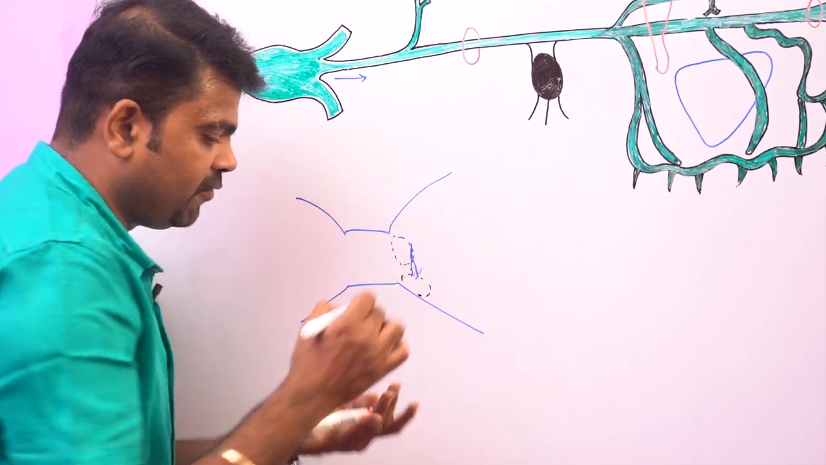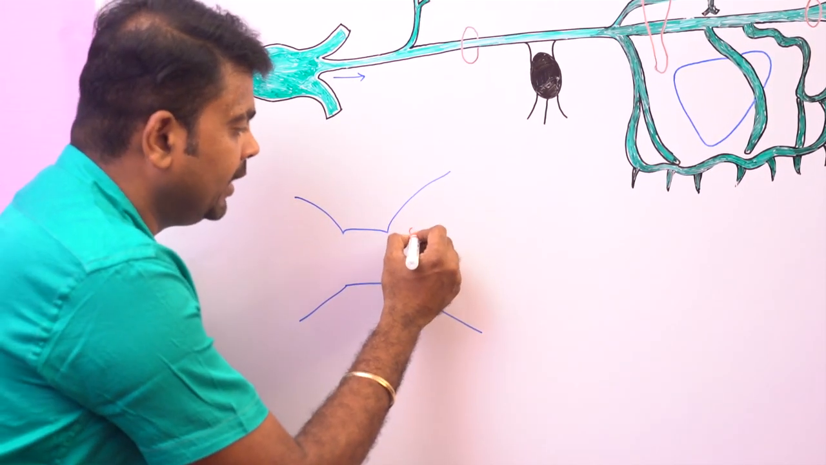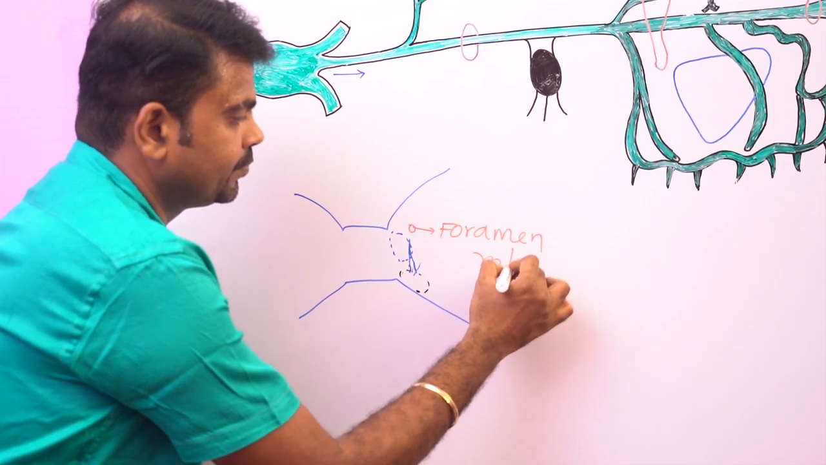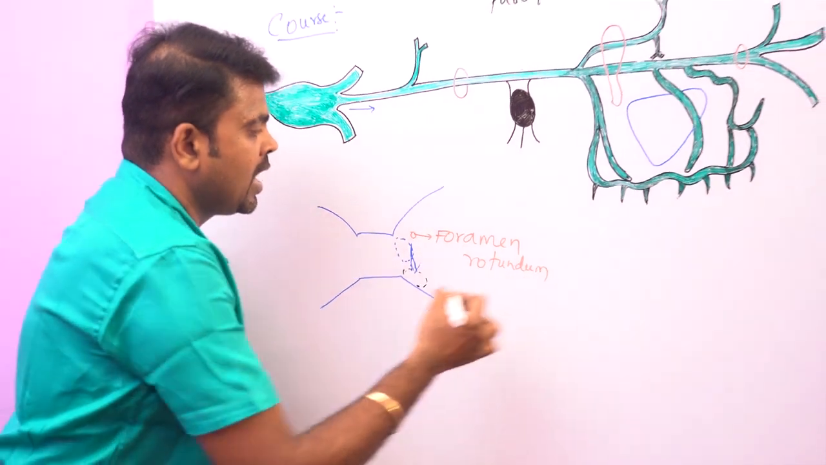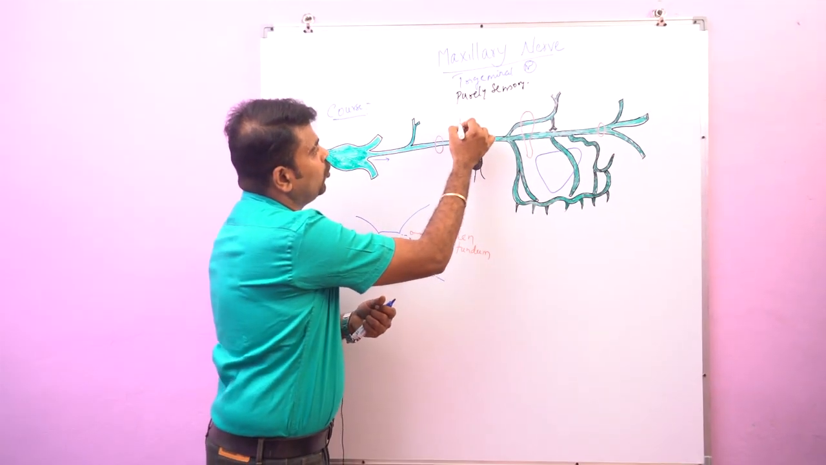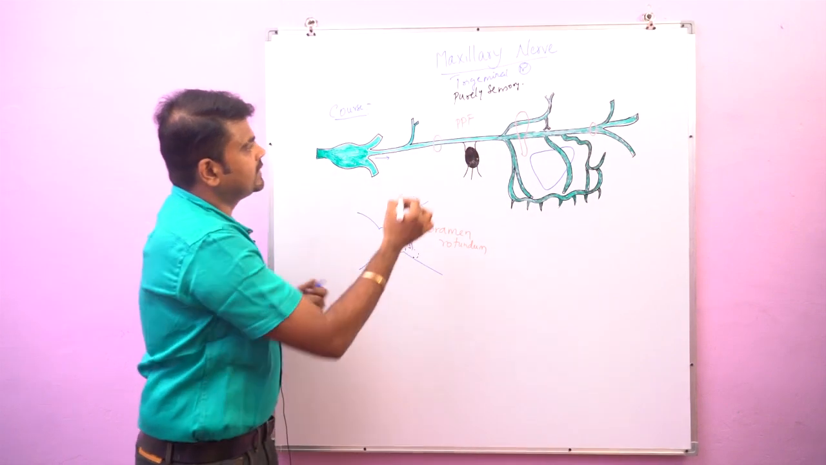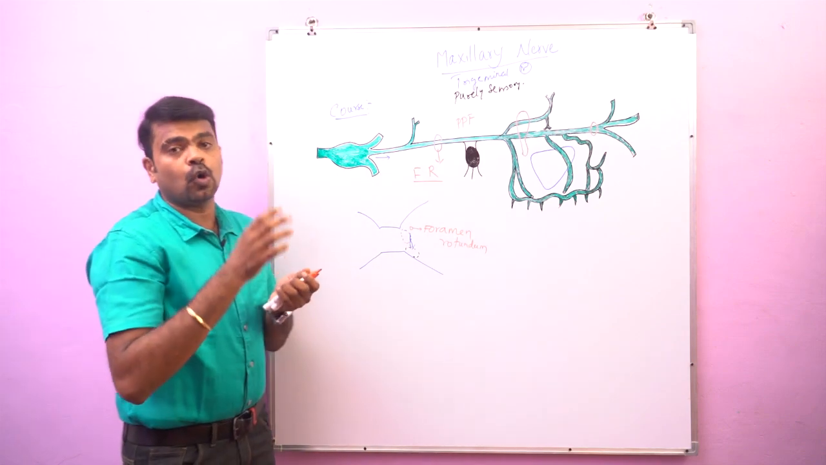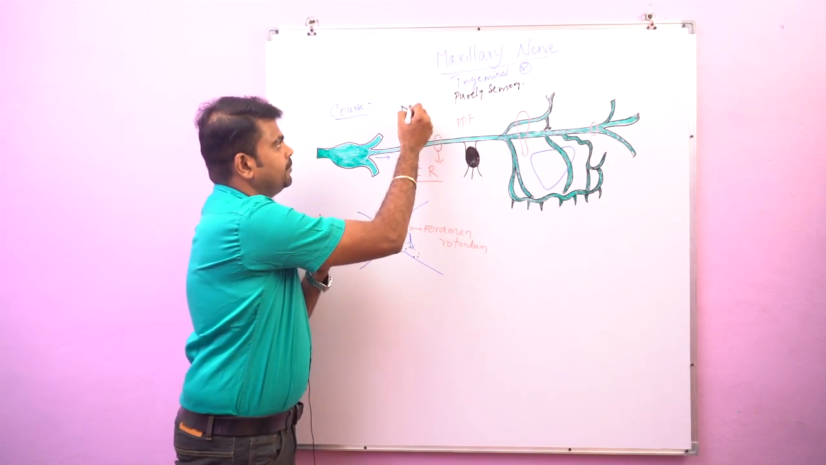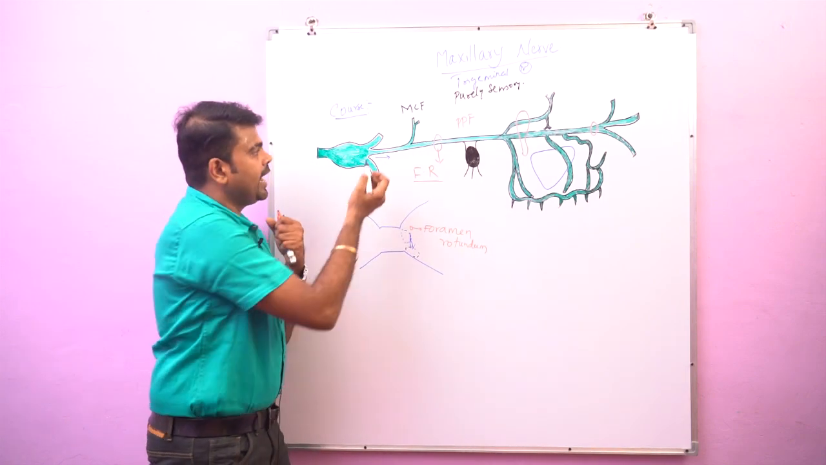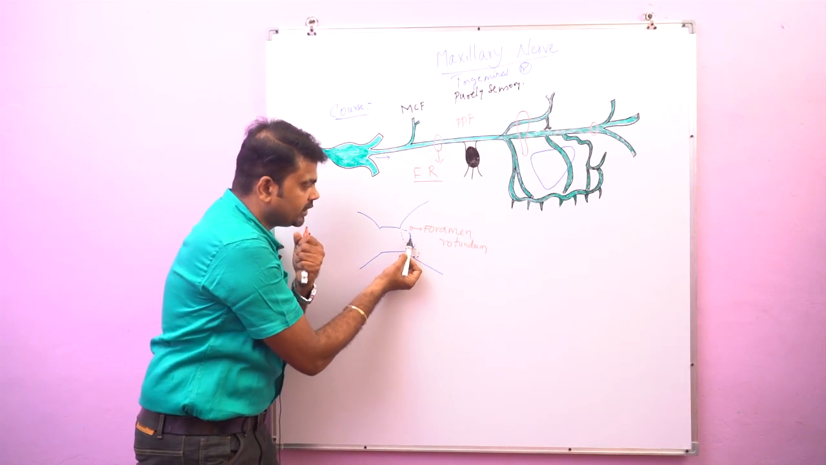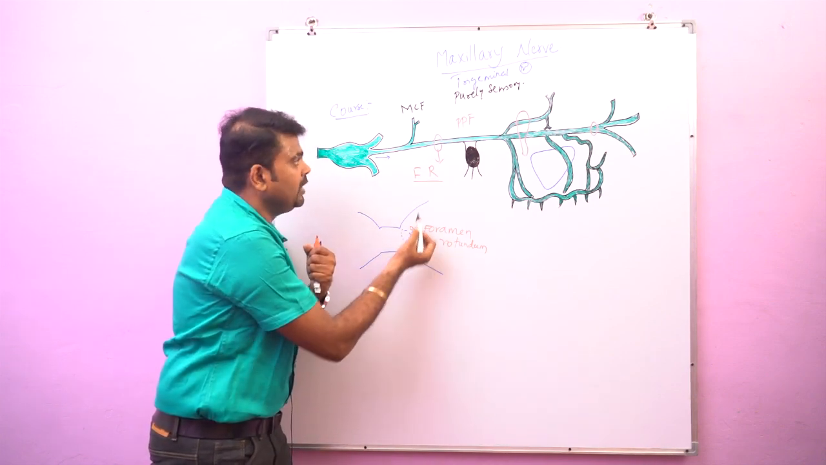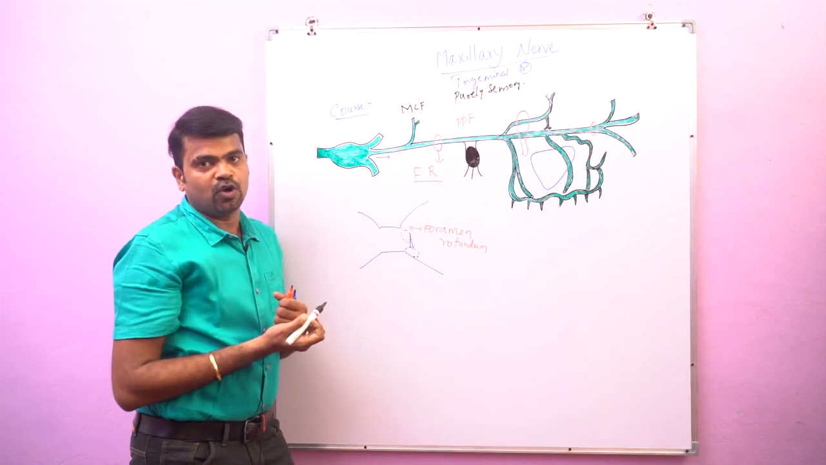and leaves the middle cranial fossa by passing through one important foramen. That foramen is called the foramen rotundum, and finally it reaches the pterygopalatine fossa. So this is the foramen rotundum. This is the course within the middle cranial fossa: it proceeds forwards, passes along the lateral wall of the cavernous sinus, and leaves the middle cranial fossa through the foramen rotundum and finally reaches the pterygopalatine fossa.